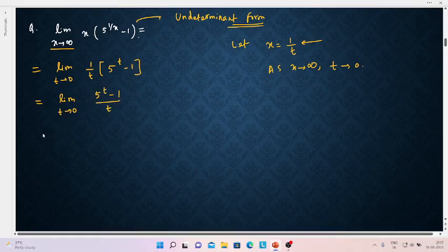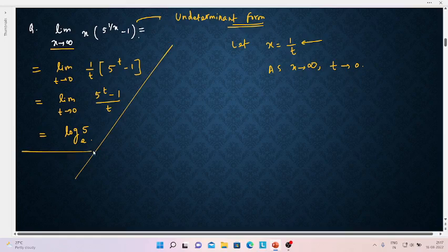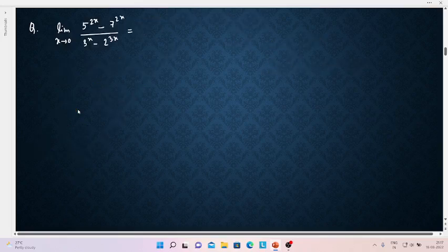Here you can see that t tending to 0, 5 to the power t minus 1 upon t. So the value of this particular limit is log 5 with base e, right? So you can understand how we can solve this question, right? This is a very easy question. You have to just put x equals to 1 upon t in the question so that you can get the solution. It is a very easy question, right? Okay, so let's move to another question.